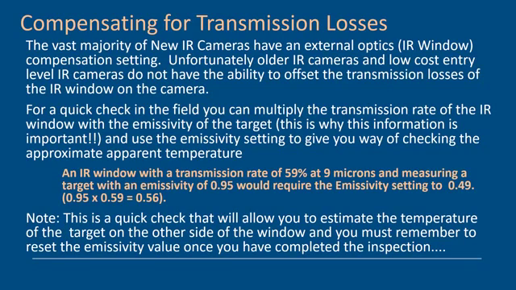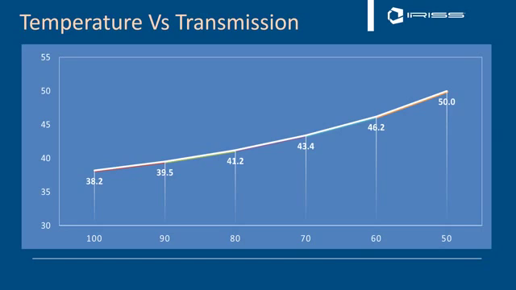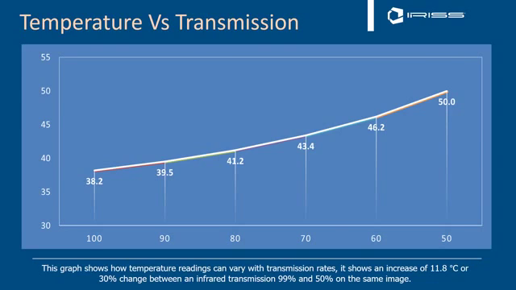That's a good way to work out what the apparent temperature is of your target. Now again, if you see this curve here, this graph shows how readings can change. Like with the emissivity settings we went through in part 3, if your emissivity is too low, your calculated temperature is too high, and the same is true with transmission rate. This graph shows an 11.8 degrees Celsius rise between 1 and 0.5 on the transmission rate. That's a 30% change. Think about what we went through in part 3 of this series on emissivity. Emissivity has very similar characteristics.